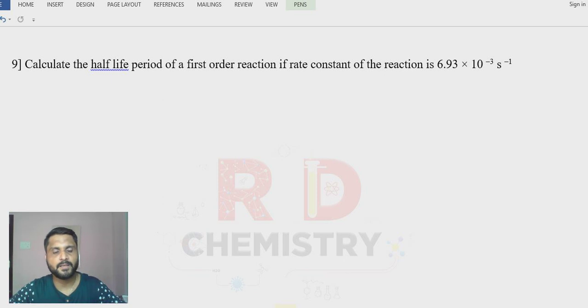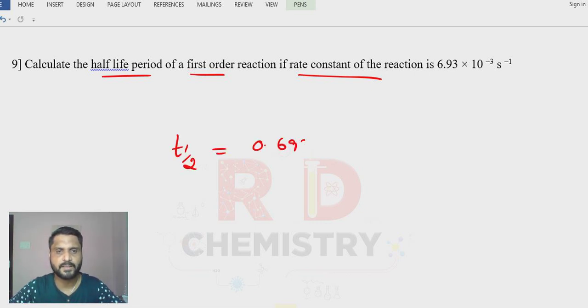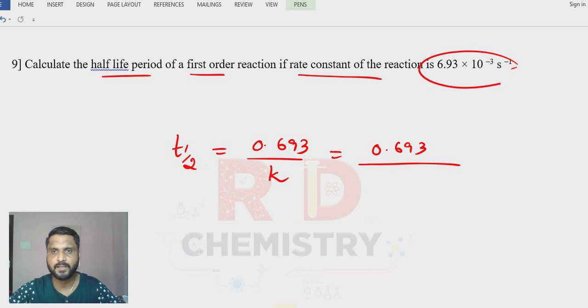Question number 9 is based on half-life in chemical kinetics. You have to calculate the half-life of a first order reaction if the rate constant is given. What is the formula? Simple formula. Half-life T half is equal to, for first order, 0.693 divided by rate constant K. So it is equal to 0.693 divided by the K value given here, 6.93 into 10 power minus 3 in terms of second inverse.